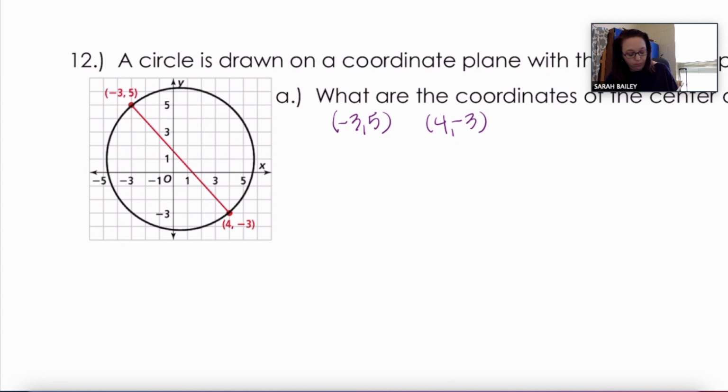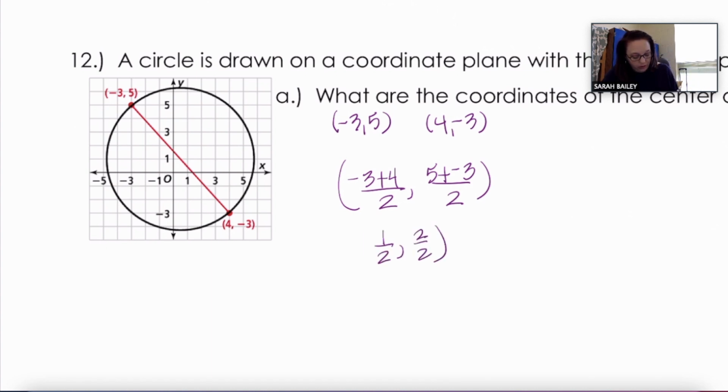And I'll use my midpoint formula again. So -3 plus 4 divided by 2. That'll give me the x-coordinate of the midpoint. And then 5 plus -3 divided by 2 gives me the y-coordinate of the midpoint. So that's going to be 1 over 2 and 2 over 2. So 1/2, 2 over 2, or let's write it as a decimal, 0.5, 1. So that's where the center of the circle should be.